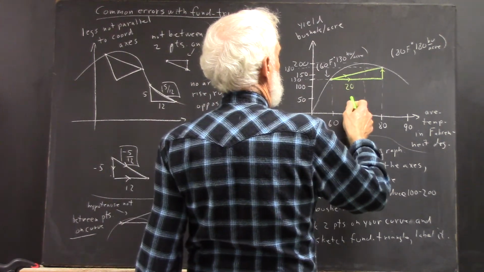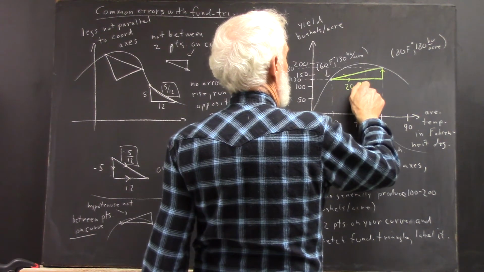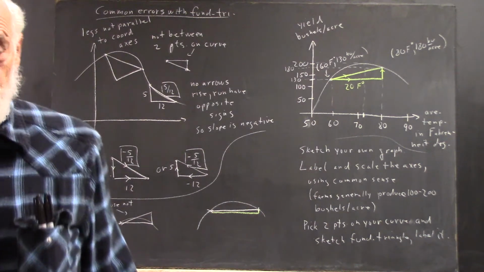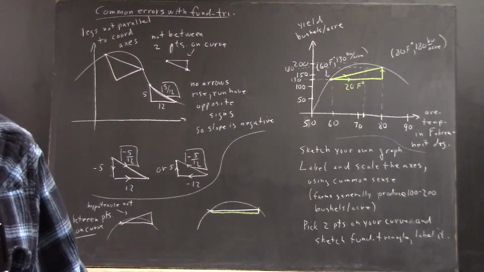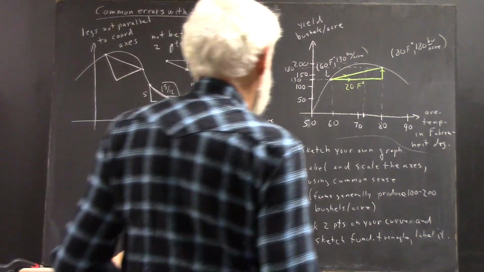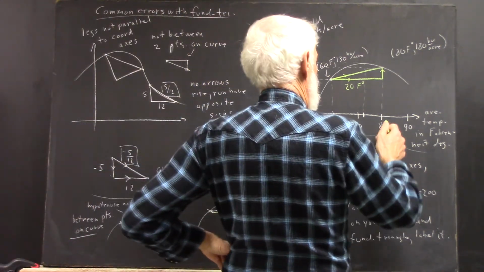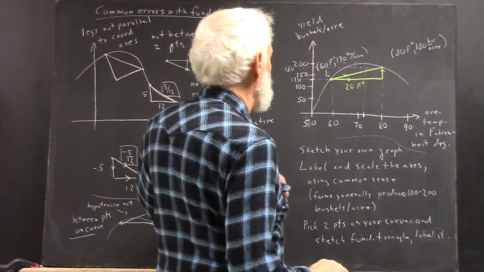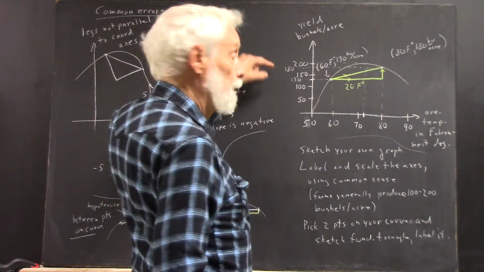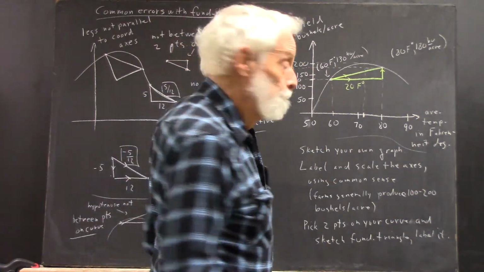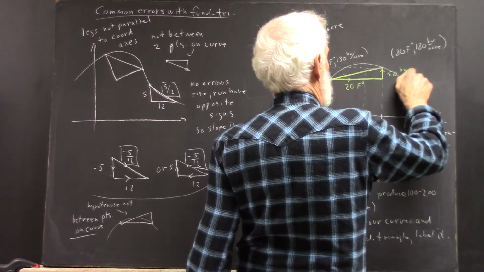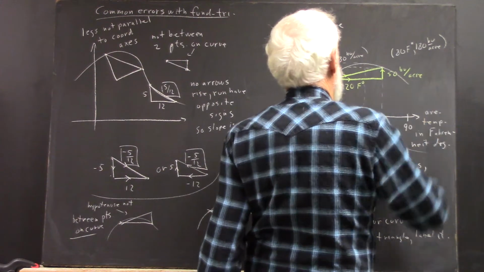And I'm going to actually label that 20 Fahrenheit degrees because now we're into something where we need to understand what the triangle is telling us, okay? And then we do the rise, which is from 130 to 180. So we subtract 130 from 180, we get 50, right? So we get 50 bushels per acre.